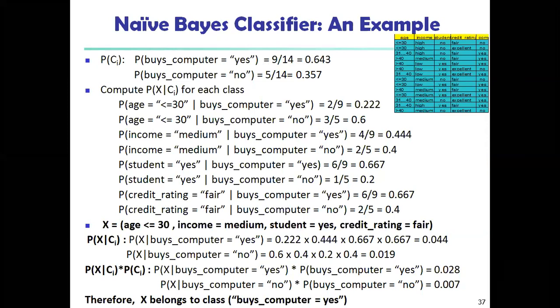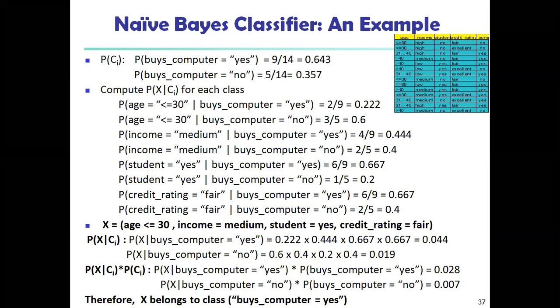See here the diagram shows whether the person buys the computer, yes or no. Out of 14, 9 people are yes and 5 people are no. Compute P(X | C_i). For age under 30 and buys computer yes, out of 9 only 2 people, so 2 by 9 gives the probability 0.222. For age less than 30 and buys computer no, out of 5 people, 3 people are less than 30, that is 0.6.